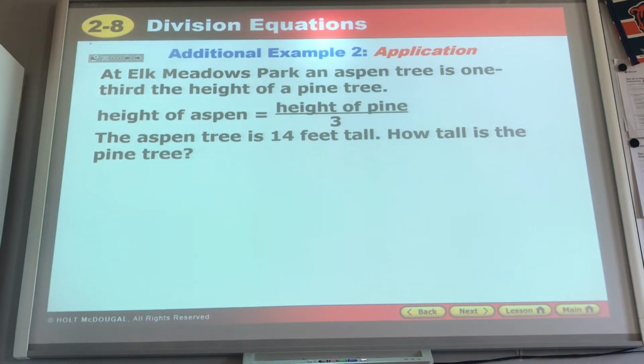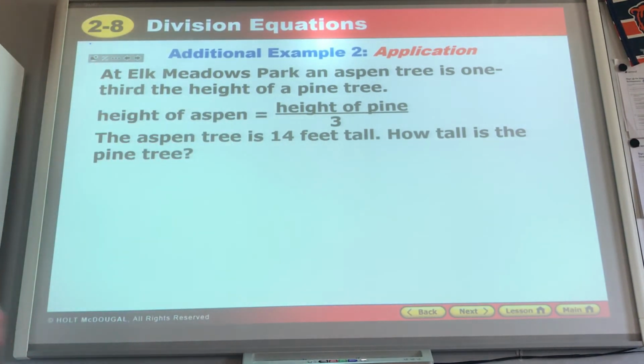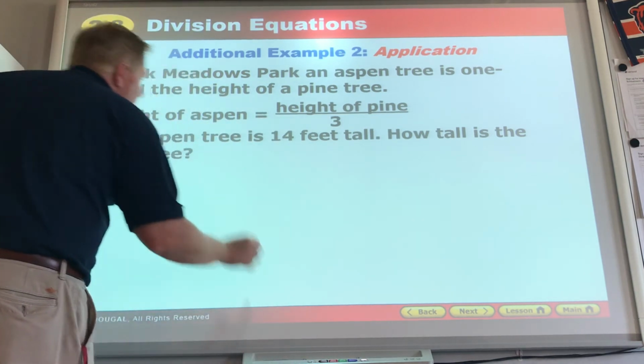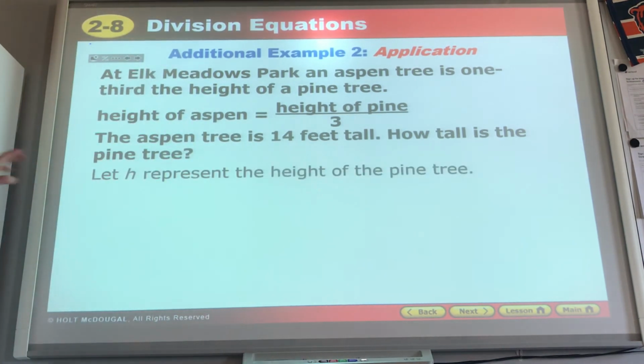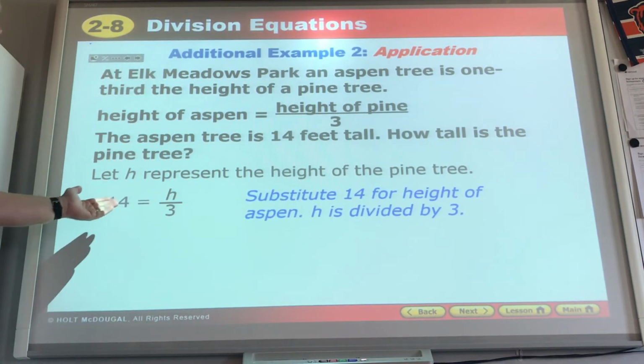At the Elk Meadows Park, an aspen tree is 1/3 the height of a pine tree. Aspen tree equals 1/3 height of pine tree. The aspen tree is 14 feet tall. So 14 feet goes right here. And we'll make an equation. Let h represent the height of the pine tree. All right. 14 equals h divided by 3.